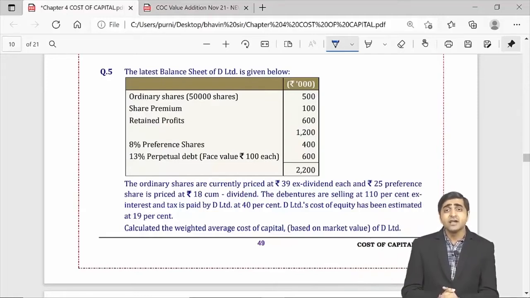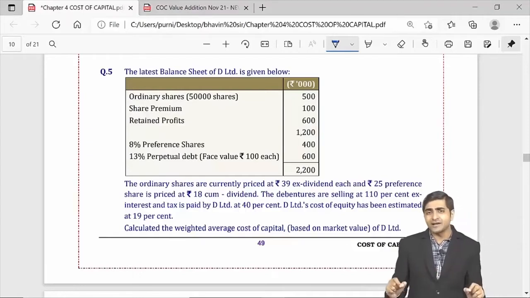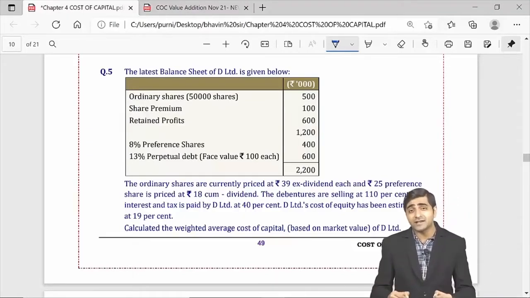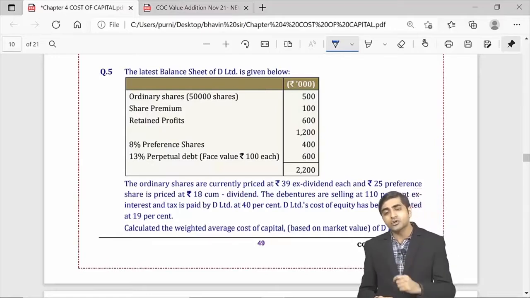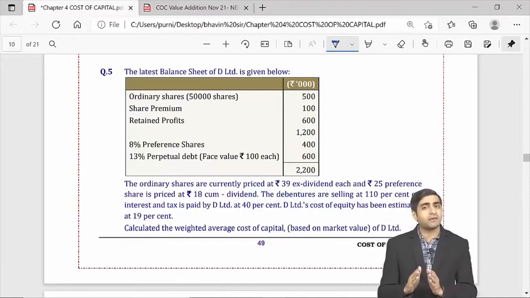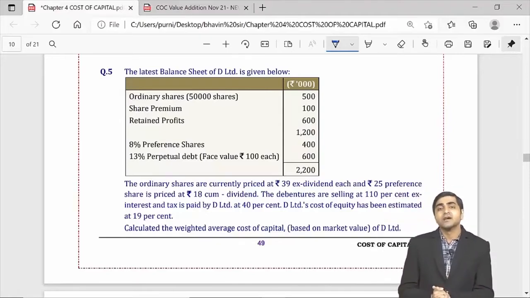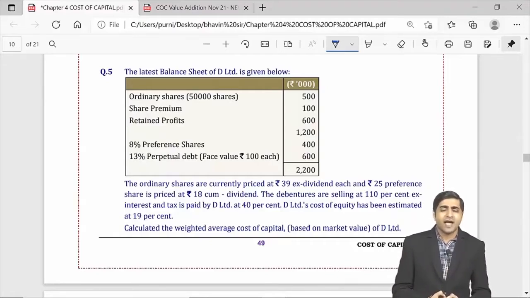So my dear students, you have to first understand the difference between your book value weights and market value weights. The difference is very clear: while calculating the weights, in the amount column, what should be taken into consideration. In book value weights, we will be taking the balance sheet values. In market value weights, we will be taking the market prices of every financial instrument. Now if suppose there are long-term loans, and long-term loans will definitely not have any market value, so their book value itself will become your market value.